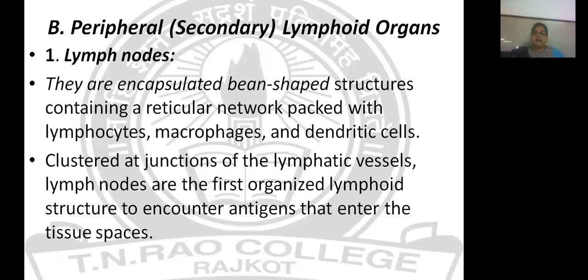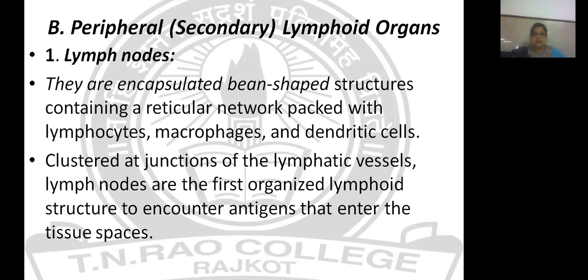These are the sites where mature B and T lymphocytes come into the circulation. They spend their life in these lymphoid organs, interact with antigen and provide immune response. That is why they are called peripheral or secondary lymphoid organs. The first peripheral lymphoid organ is the lymph node. It is an encapsulated bean-shaped structure containing a reticular network packed with lymphocytes, macrophages, and dendritic cells.